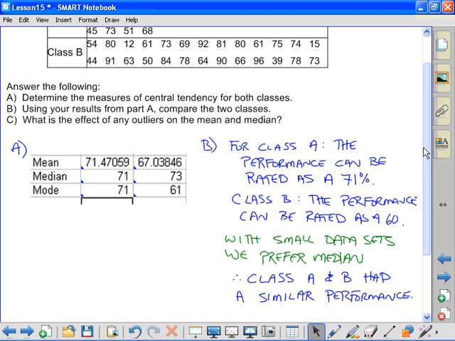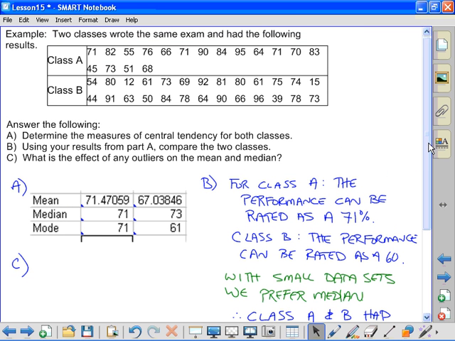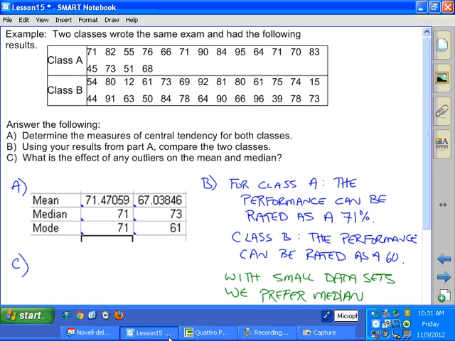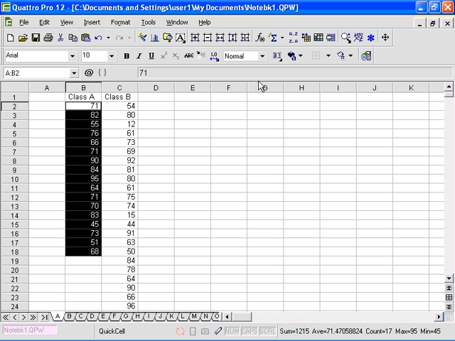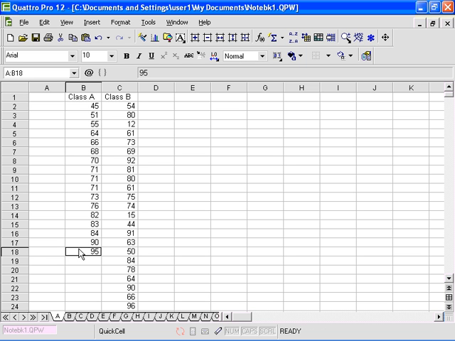So C part, what is the effect of outliers on the mean and median? And that leads me to the last part of the discussion here in this example. When we look at the outliers, so if I go back to the data set, I guess, first. When you look at class A, if I arrange class A in ascending order, we see that the lowest mark was a 45 and it extended up to a 95. So 45, 51. So they seem somewhat in the right range.